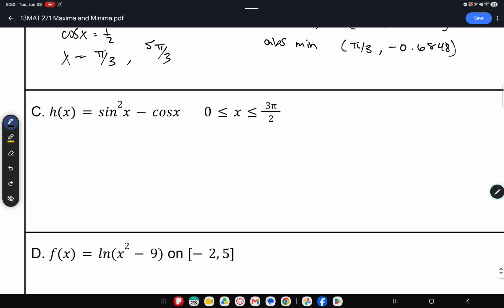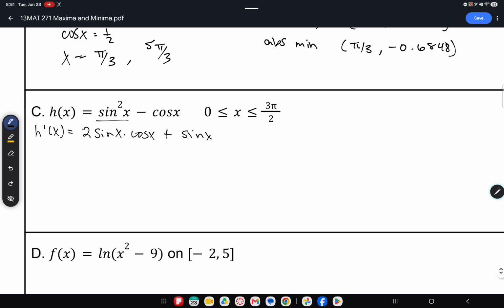All right, let's do another one here. So let's find our derivative. It's going to have a chain rule with this first one. So it's going to be 2 sine of x times derivative of the inside, which will be cosine, and then plus sine of x.